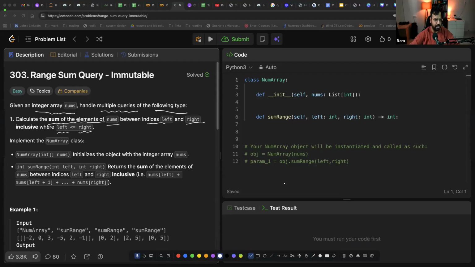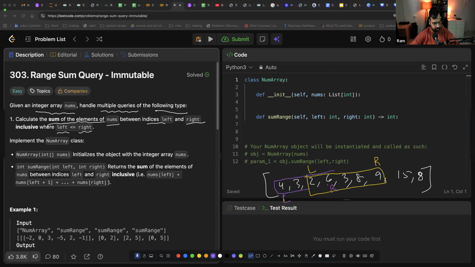Okay, so basically the question is saying that we will be given some numbers like 4, 3, 2, 6, 8, 9, 15, 6, 8, 3, like this. And we will be given some index. For example, here is my left index and here is my right index. So I want to find the sum of this part. Sometimes somebody will say that left index will be here, and right index will be here. So then I need to find the sum of this part.